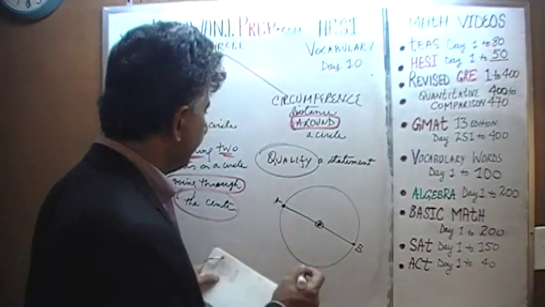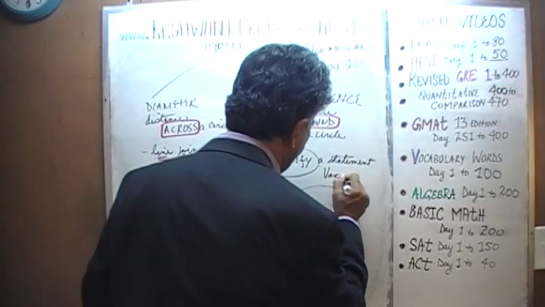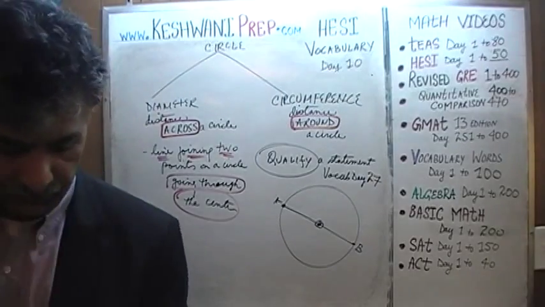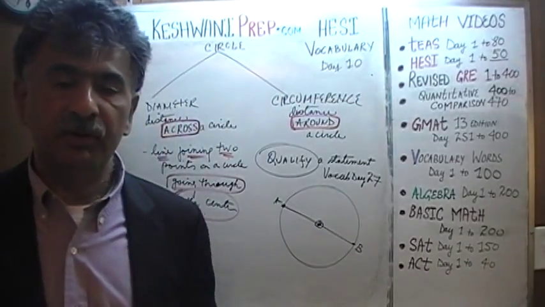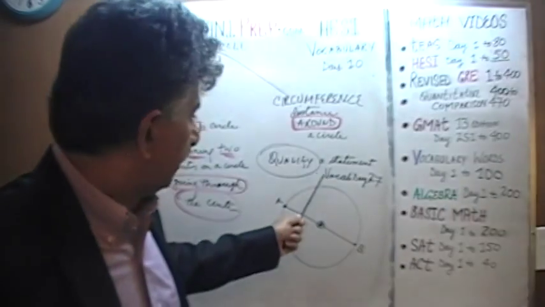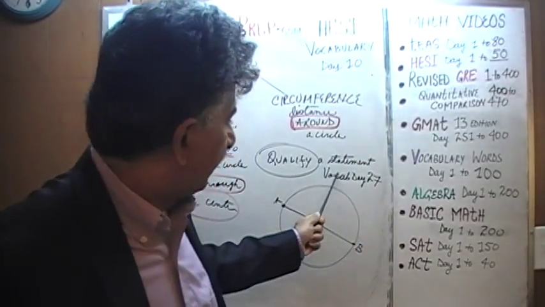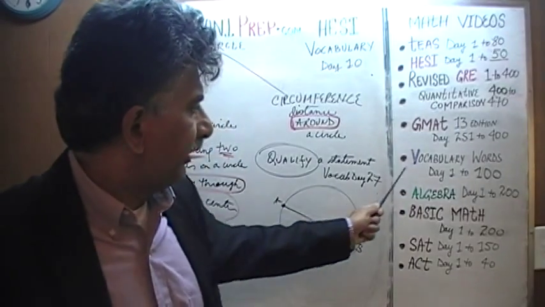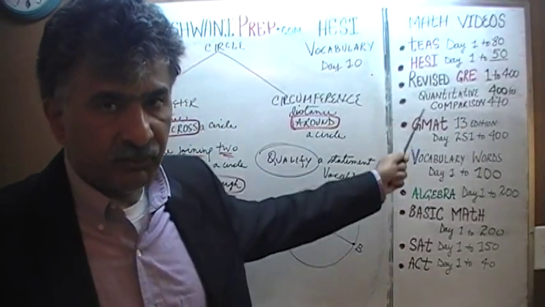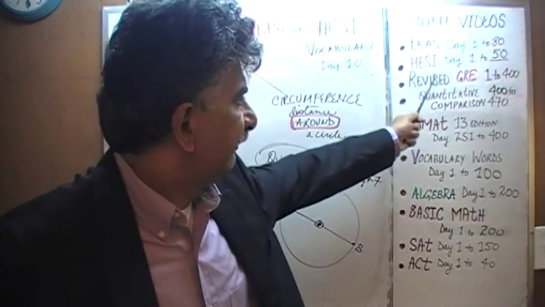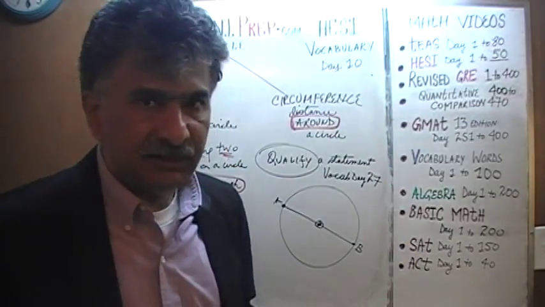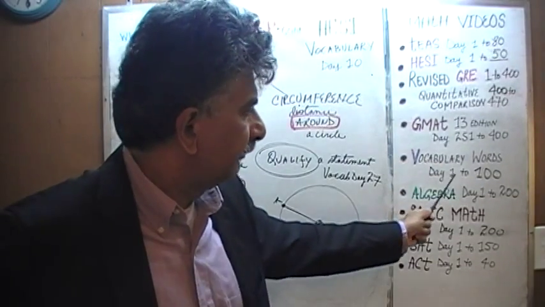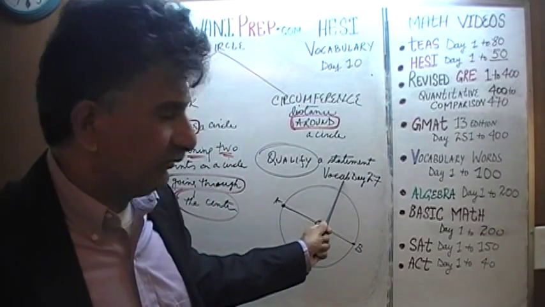Qualify. Day number 27. Vocab day 27. Like I said, in the event that you're interested in expanding your vocabulary, just type in, this one is out of this series here, not the HESI series, but this series right here. Just type in vocabulary words along with whichever test you're preparing for. It doesn't matter which exam: TEAS, HESI, GRE, GMAT, SAT, whichever it is. Just type in, for example, GRE vocabulary words or HESI vocabulary words. Day 27, and that's another series.